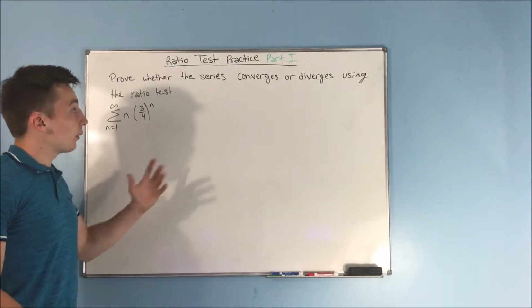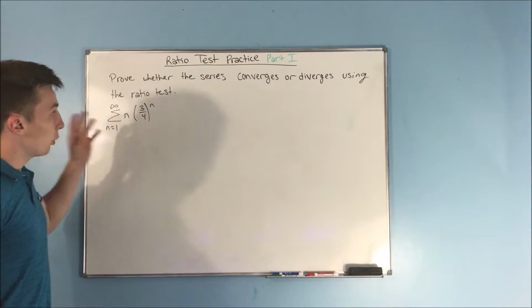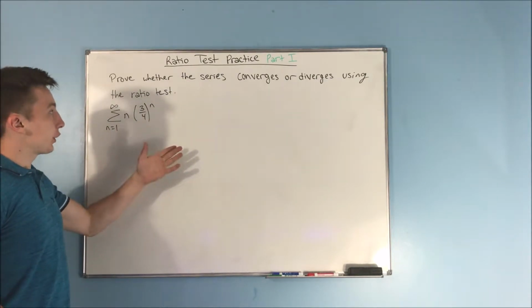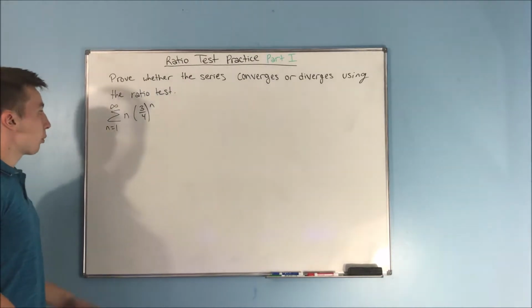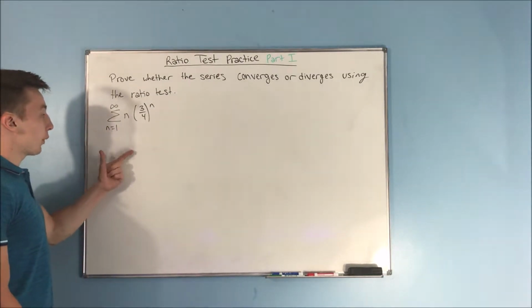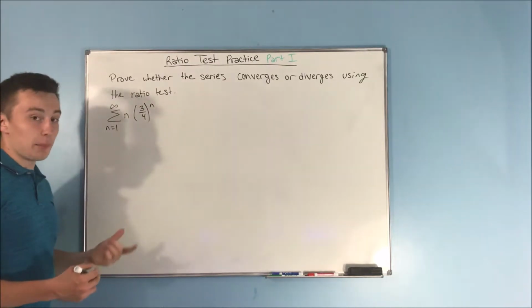Alright, this video is going to be part 1 of our ratio test practice. We want to prove whether the series converges or diverges using the ratio test, and our series is right up on the board here: the sum from n equals 1 to infinity of n times 3/4 to the n power.